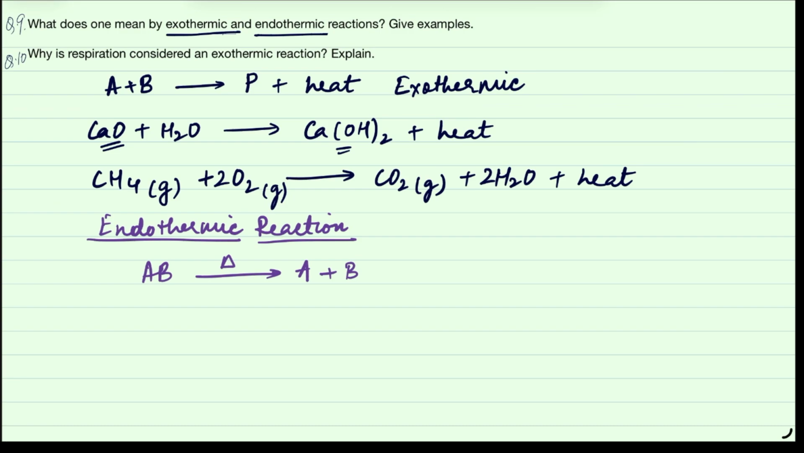endothermic reaction. Example of endothermic reaction will be calcium carbonate. When it is heated, it breaks down into calcium oxide and carbon dioxide. During this reaction, heat energy is absorbed from the surroundings. So during this reaction, heat energy is absorbed. Therefore, this type of reactions are known as endothermic reaction.